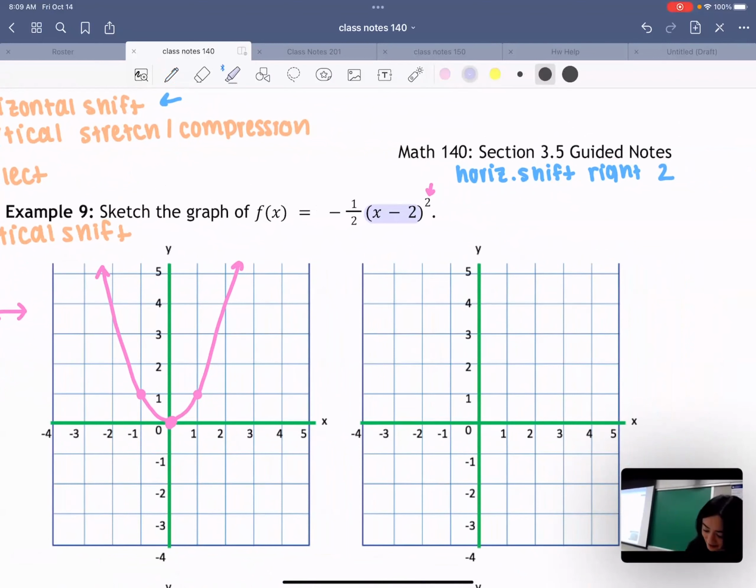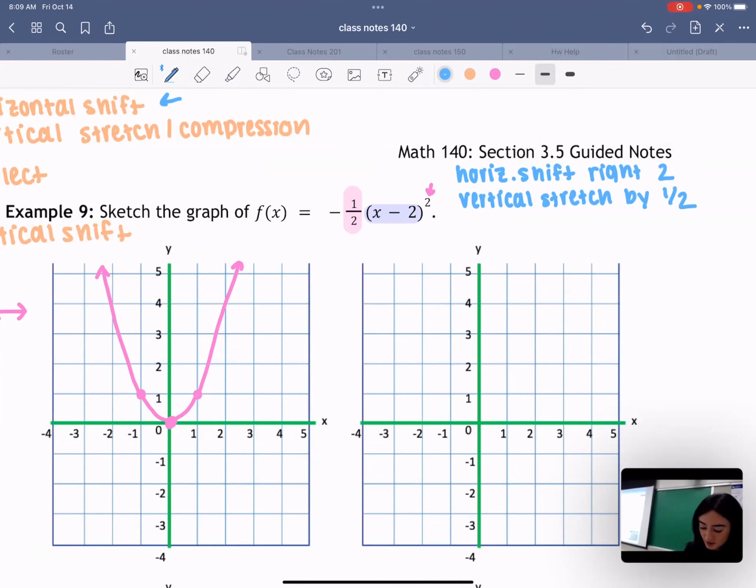Yeah, the half. Because of this half here, and it's being multiplied by my function, I know that I'm vertically stretching or compressing this function. And you don't have to know the difference. It actually is a compression, but we're multiplying the function by something. Okay, so we're doing a vertical stretch by 1/2.